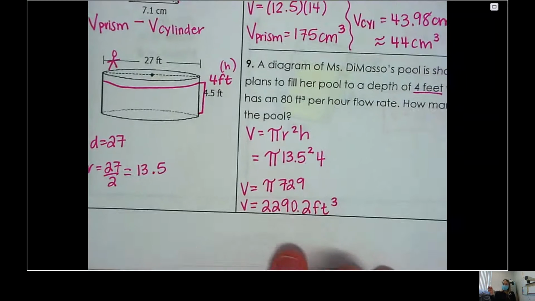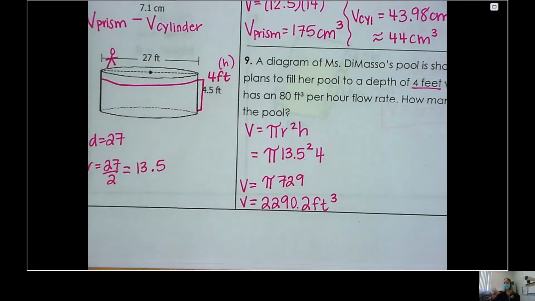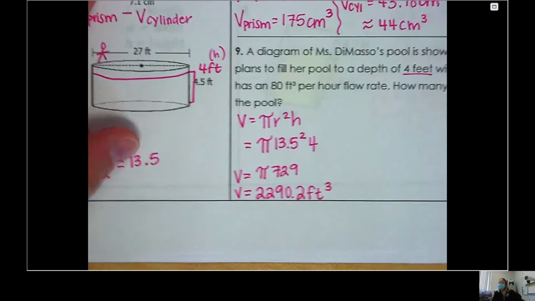All right, what number did you get for your volume? What'd you get? It's pretty big. It's a pool, right? It's a pool, so it should be a big number. It's a lot of water that a pool can hold. What'd you get? Anyone? What did you get? Did you get 2,290?